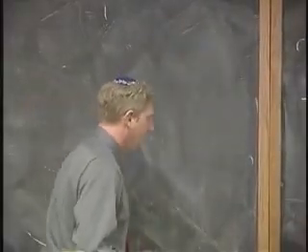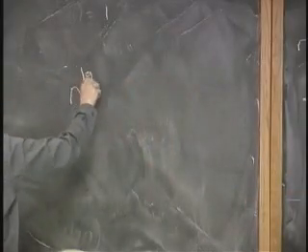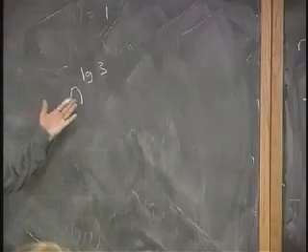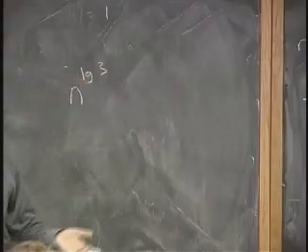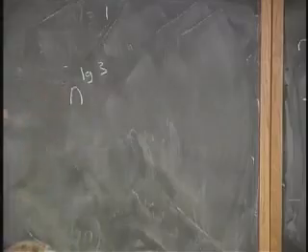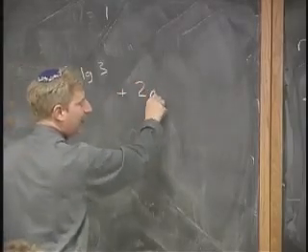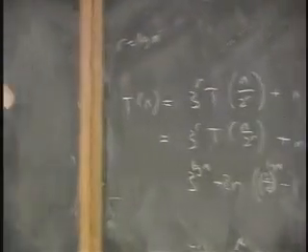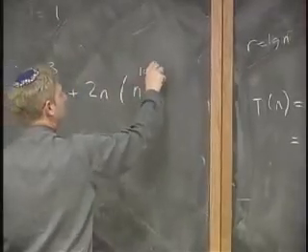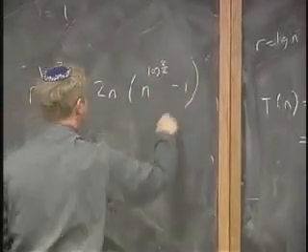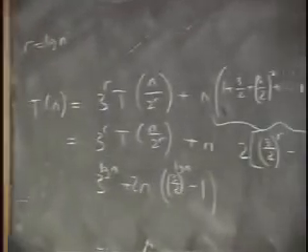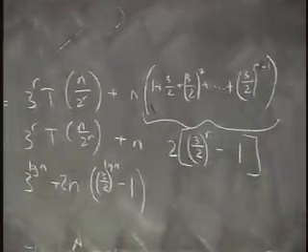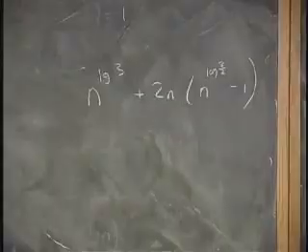Let's see. 3 to the log base 2 of n becomes what? n to the log base 2 of 3. Well, that's something that looks reasonable. n to some number. You can do log base 2 of 3 on your calculators. You can figure out what it is. Plus 2n times, what is this going to be? n to the log base 3 of 2. If you're just looking for large O, you could now drop the minus 1.